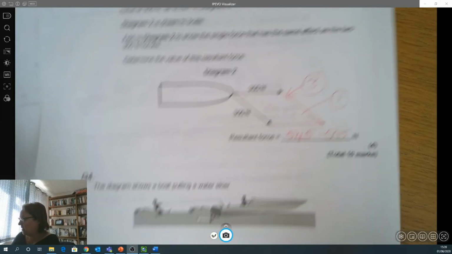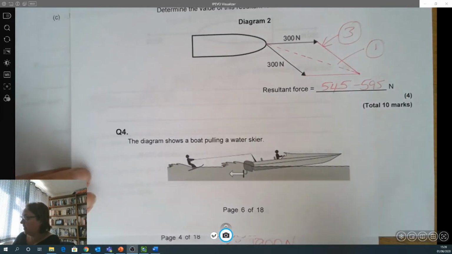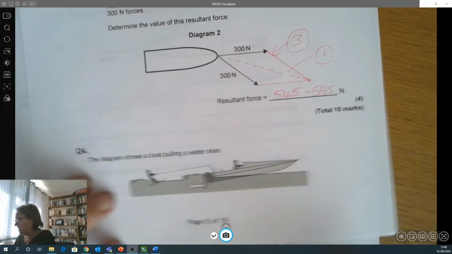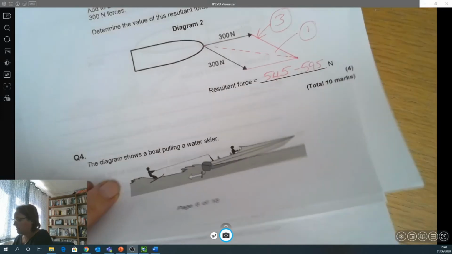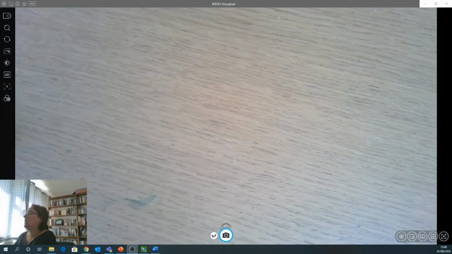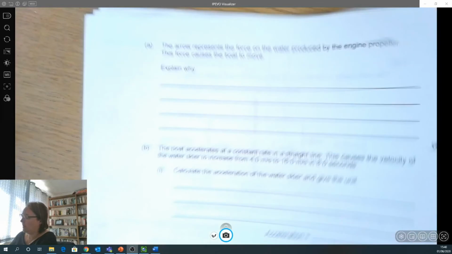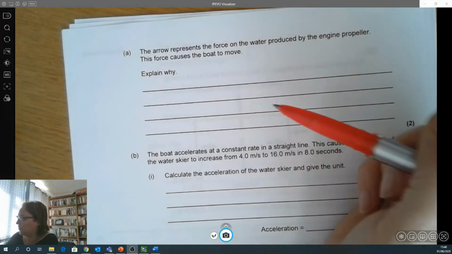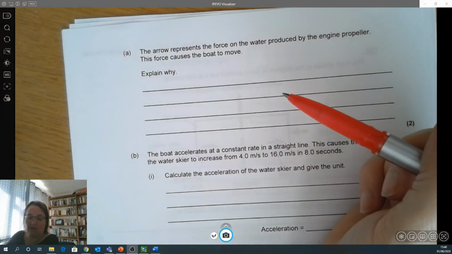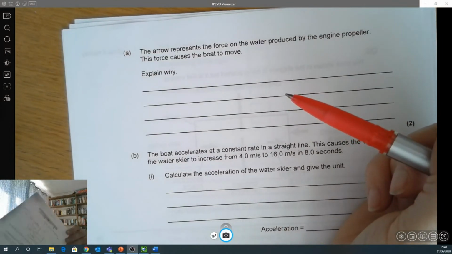Diagram showing a boat pulling a water skier. I've lost page 7. Should have had this set in order when I started. Okay, so the arrow represents the force of water produced by the engine. What force causes the boat to move? Typical Newton's third law question, this.